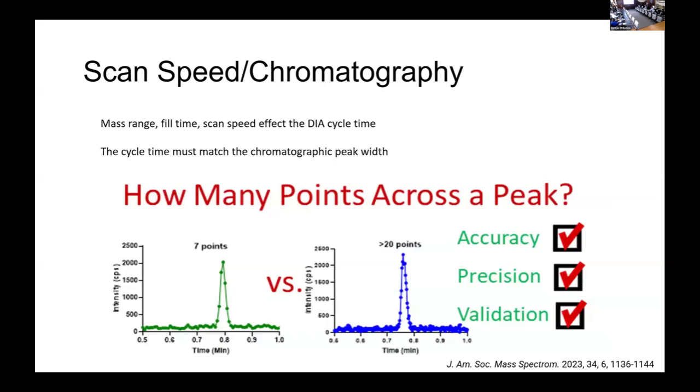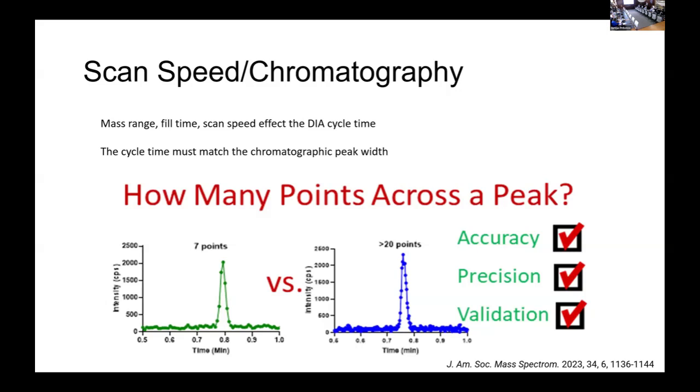Now, scan speed and chromatography. This is an issue. There's a paper that's just come out in JASMS that looks at small molecule quantitation, but it basically asks the question: do you need 20 points across the peak for quantitation? If I took a poll of everybody, how many points across the peak do you need? I'm going to guess Mike's going to say 15. Is that right? 15. Okay.